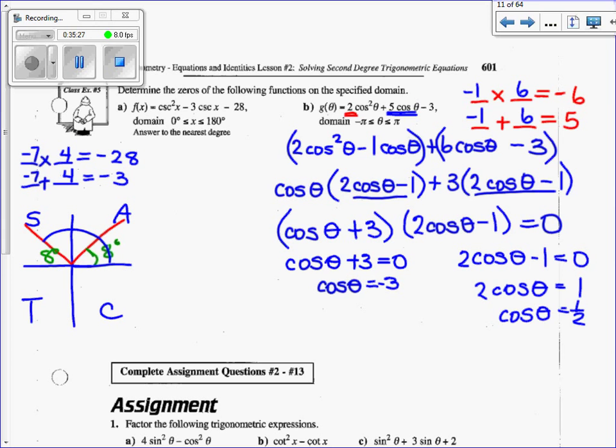Okay, so look on your unit circle first of all. Where is cos theta equal to 1/2? It's equal to 1/2 at pi over 3. Anywhere else? Oh, yeah, at 5 pi over 3. Cos theta equal to 1/2, those two spots.